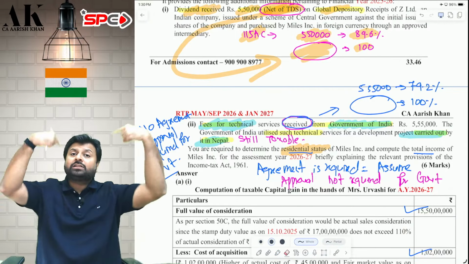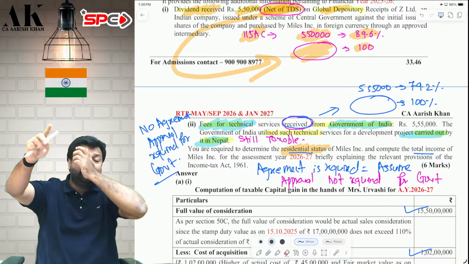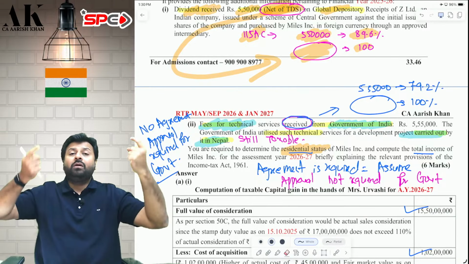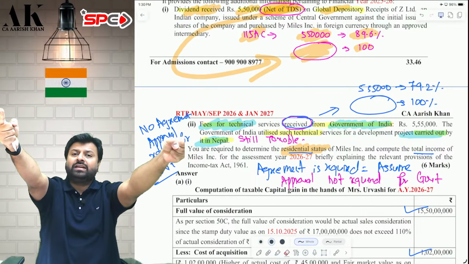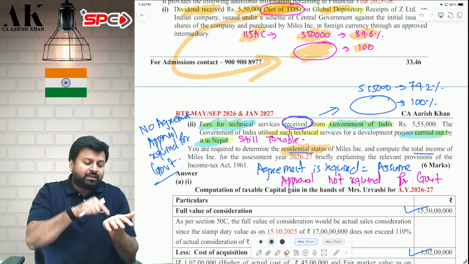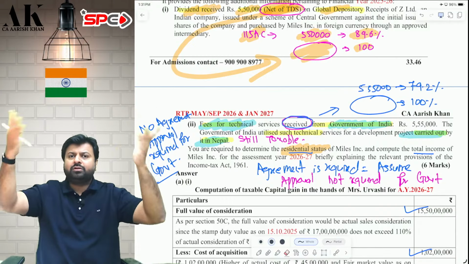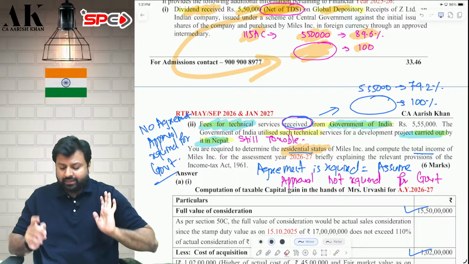When a government is paying royalty, FTS and interest, it doesn't matter whether it is utilized in India or not. When a resident pays royalty, FTS, etc., then we have to check whether the services are utilized in India or not. But when a government pays, the services can be utilized outside India also. So this is definitely taxable in India.